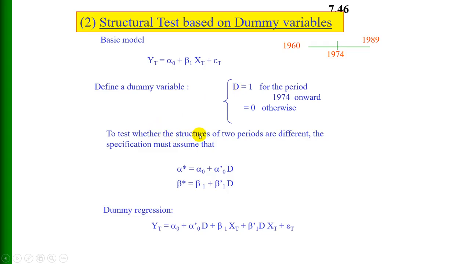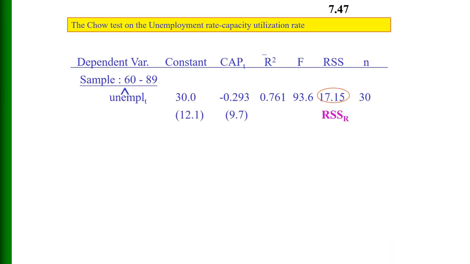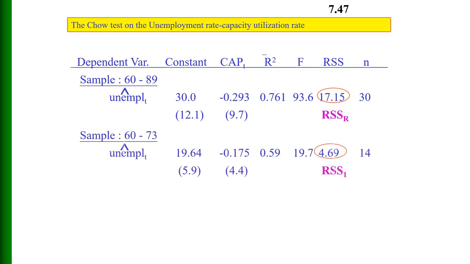So to test whether the structures of the two periods are different, the specification must assume that alpha star is equal to alpha naught plus alpha naught prime d, and beta star is equal to beta 1 plus beta 1 prime d, and the dummy regression is like this. So we will use the Chow test on unemployment rate and capacity utilization rate, and here is the constant and the capacity utilization, the adjusted R square, the F test, the residual sum of square for the restricted model, and this is another one for the first period.